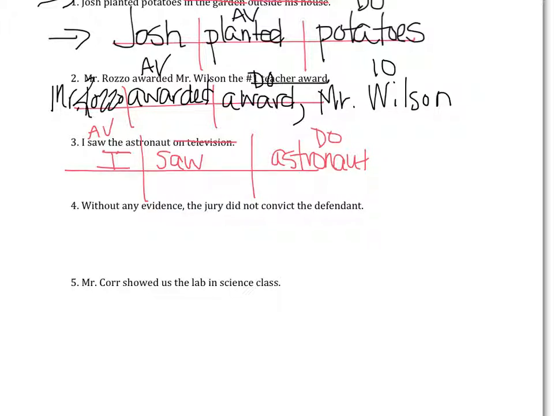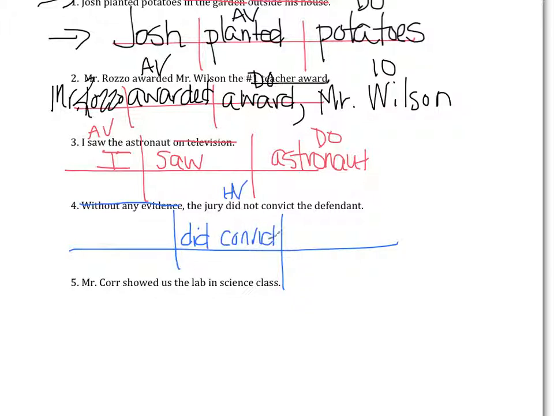The next one, without any evidence, the jury did not convict the defendant. My prepositional phrase is without any evidence. My verb is did. It's a helping verb. Convict. Convict is an action verb. Together, yes, just so that you know, they are one verb phrase. What about this word not? Not is not a verb, ever. It's just an annoying adverb that sometimes gets in between helping verbs and action verbs.